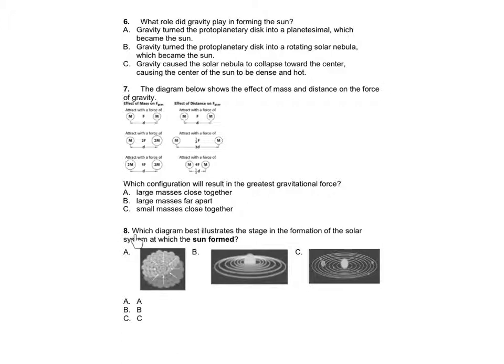Number 8. Which diagram best illustrates the stage in the formation of the solar system at which the Sun formed? A, B, C.